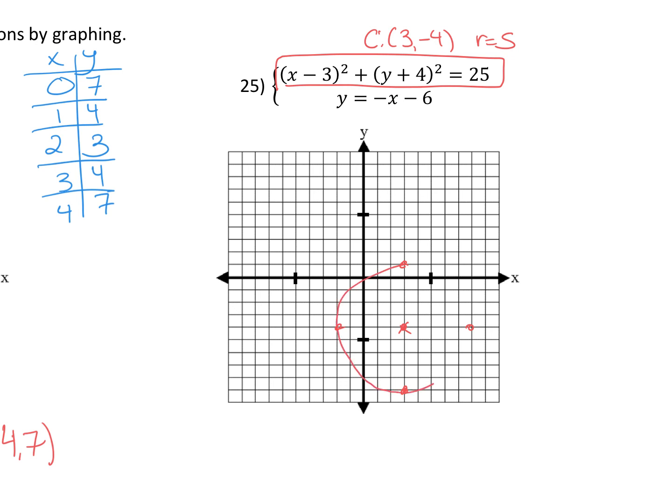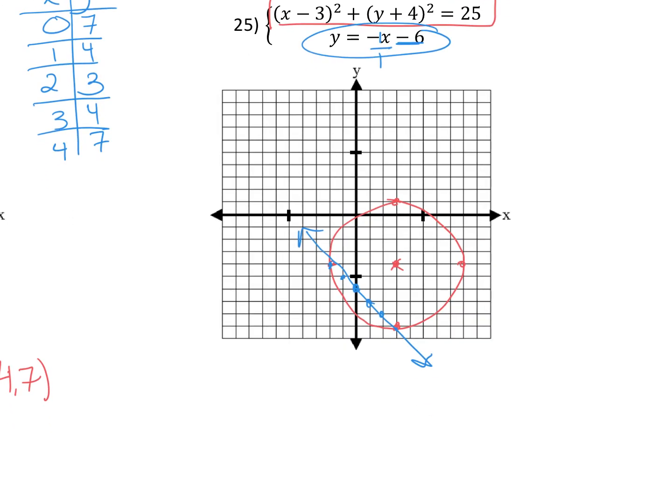So here's my circle. And then my line is going to start at negative 6, and then have a slope of negative 1 over 1. So start at negative 6. And I'm going to go down 1, right 1, down 1, right 1. And so this will have solutions here and here. So my solutions would be (negative 2, negative 4) and (3, negative 9).